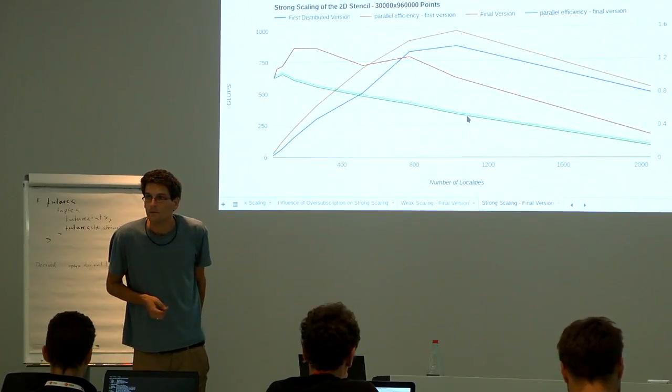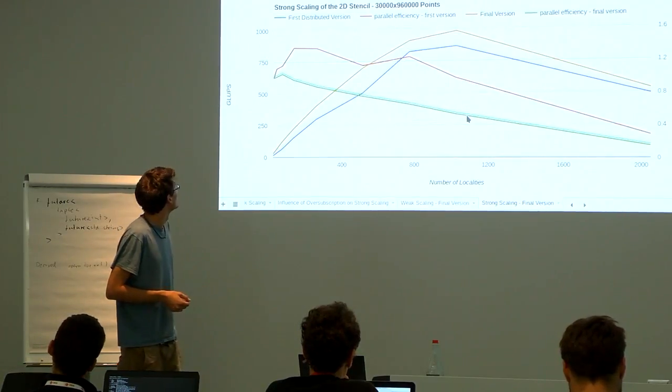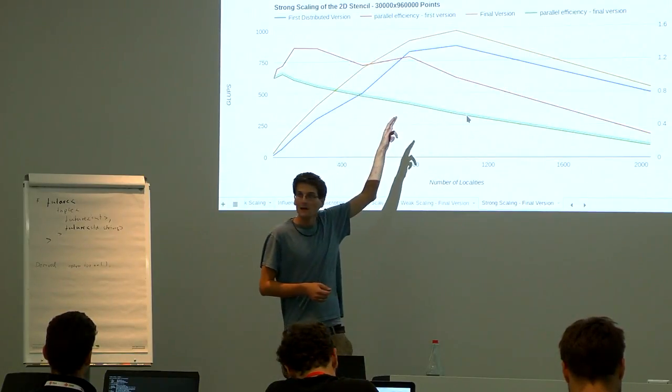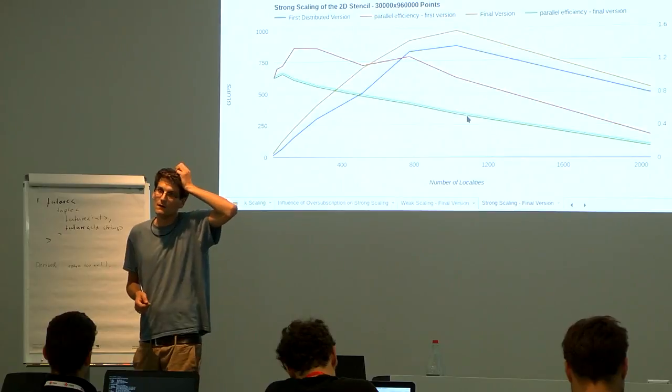What's the difference between the green and the orange? The green is the parallel efficiency, and the orange is the actual performance metric. Okay.